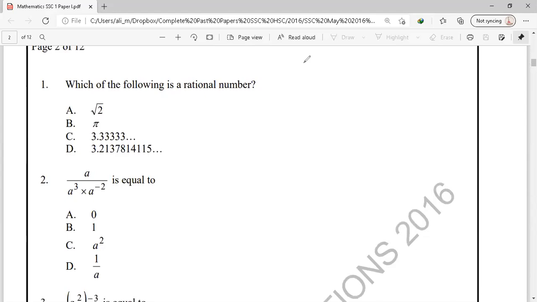So in this question, we have to identify which of the following is a rational number. By definition, a rational number means a number that can be represented in the form of P over Q. This is the definition of a rational number. Then we have a rational number in decimal as well. So for the rational number in decimal, for identification, we have a terminating decimal number.